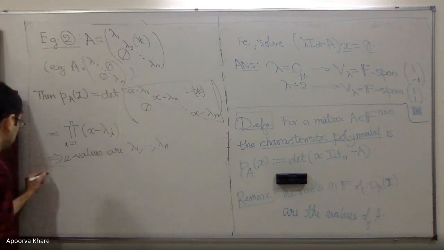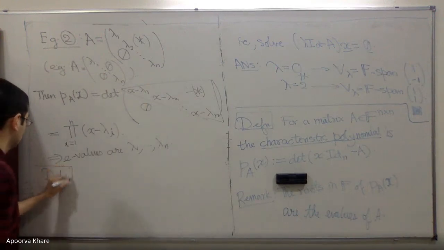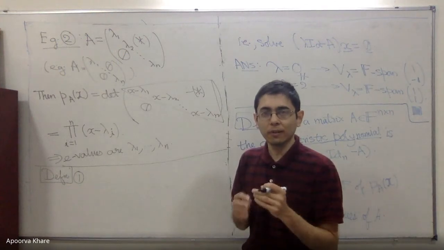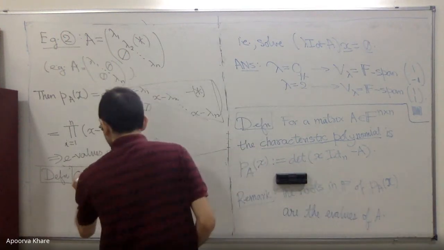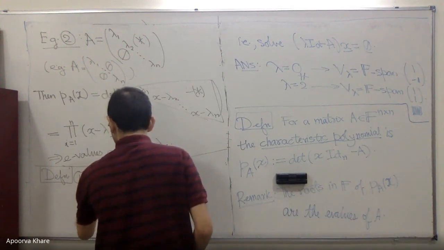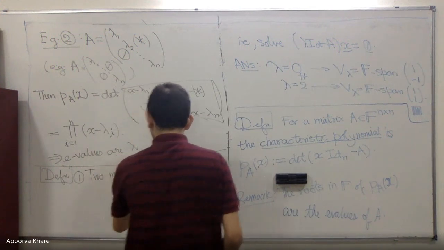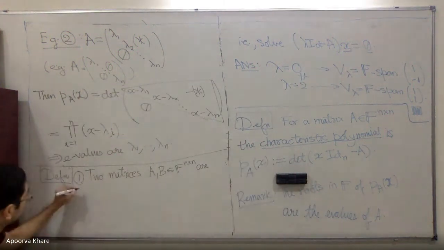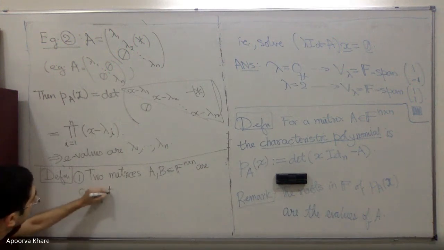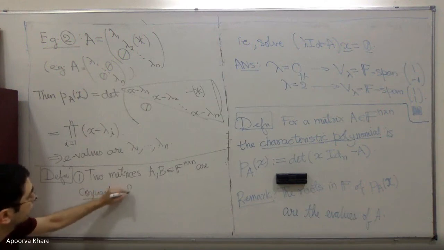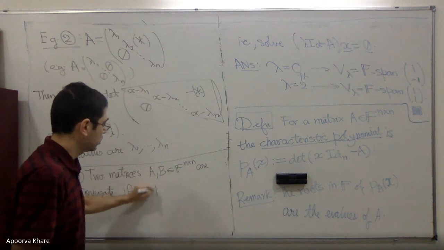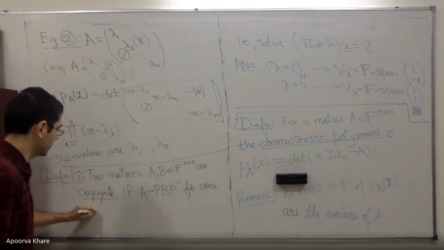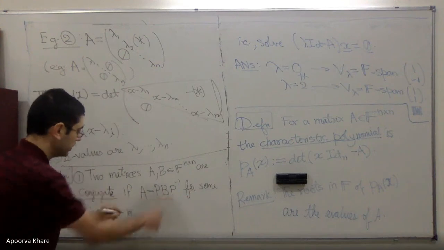So definition, two definitions. One, we say that two matrices of the same size over the same field, A and B in F to the n cross n, are conjugate if A equals P B P inverse for some invertible matrix P. Obviously invertible.